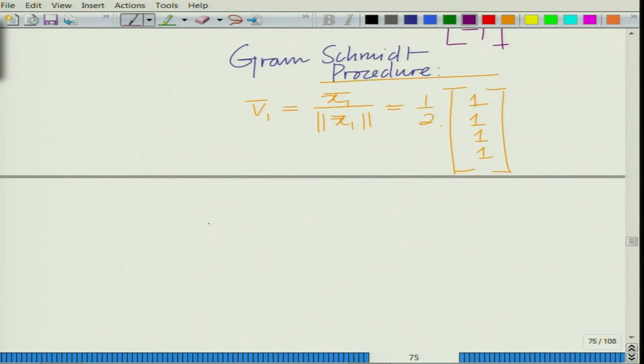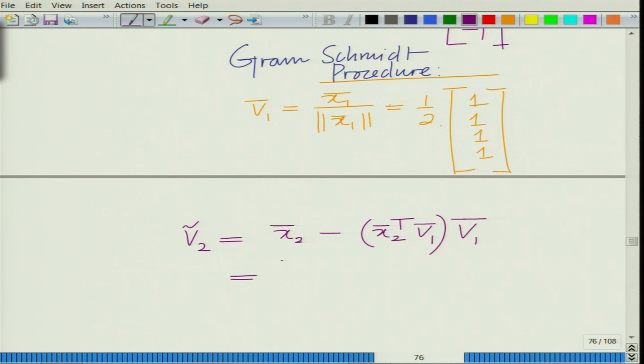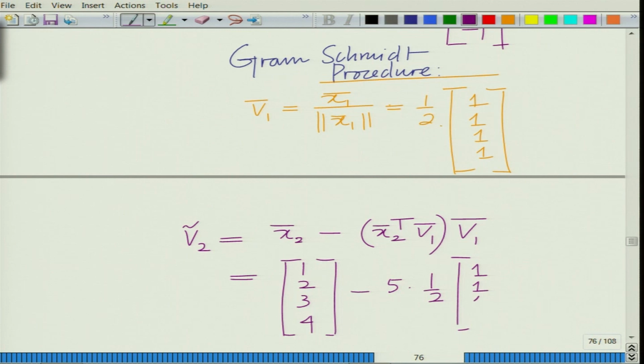What is your v2 tilde? Now, let us form the v2 tilde. v2 tilde equals, remember, you have your x2 bar, since these are real vectors I am going to simply write x2 bar transpose v1 bar times v1 bar, which is nothing but x2 bar is 1 2 3 4 minus x2 bar transpose v1 bar. So, that will be 5 times v1 bar, which is half 1 1 1 1.